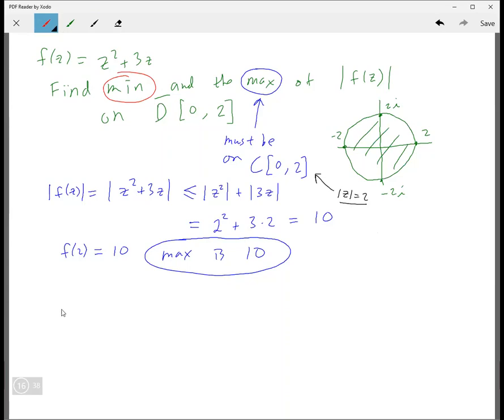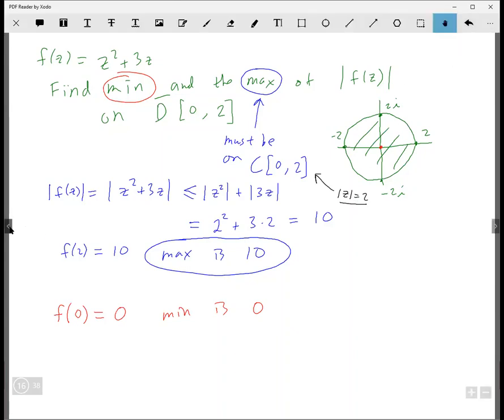Zero. Yes, what point gives you 0? Right, so the minimum is 0. And that happened right here, right? That happened in the middle.